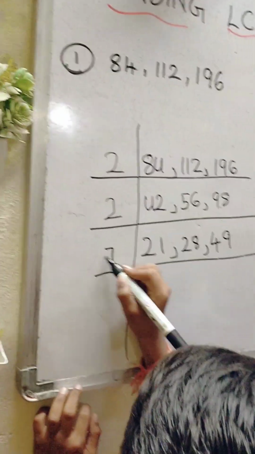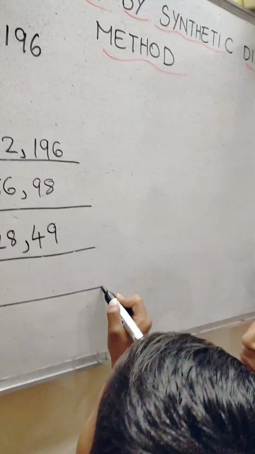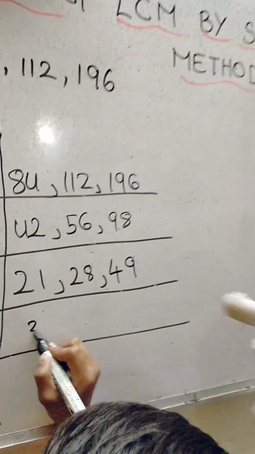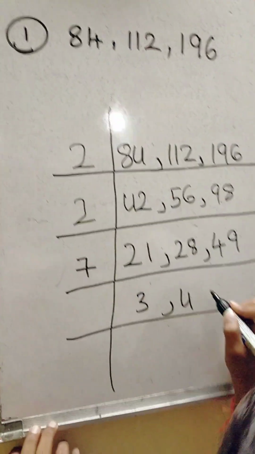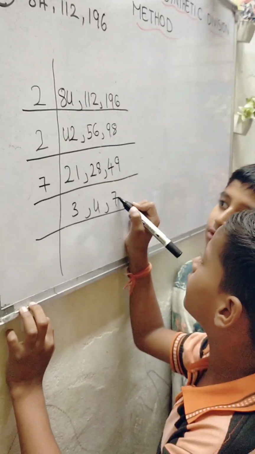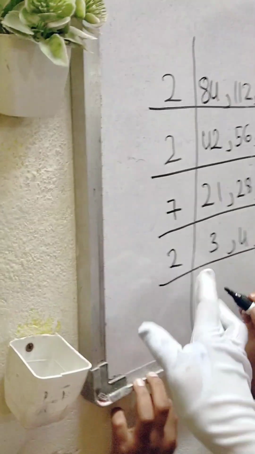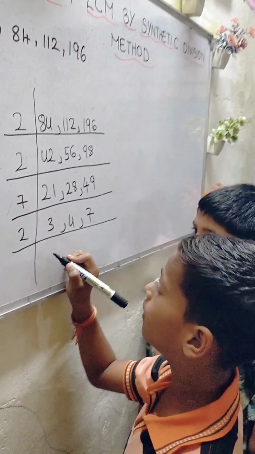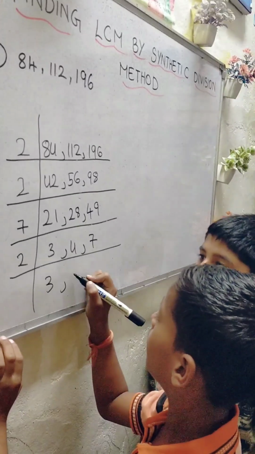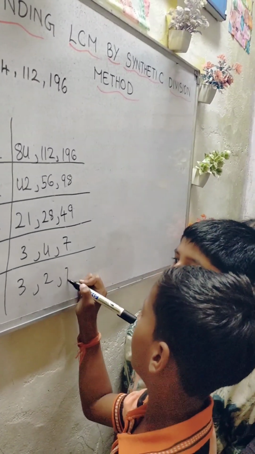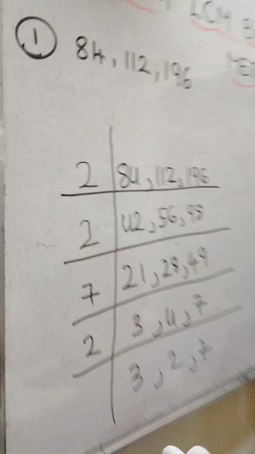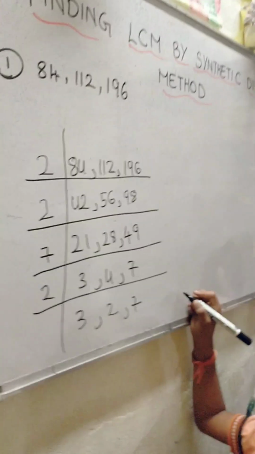Okay, next what number can you take? 7. Okay, at least two numbers it should divide. Okay, 7 3s are 21. 7 4s are 28, 7 7s are 49. Okay, see, you can take the same, again 4 is remaining. So, see, all these are prime numbers only, so no need to divide them more, okay.